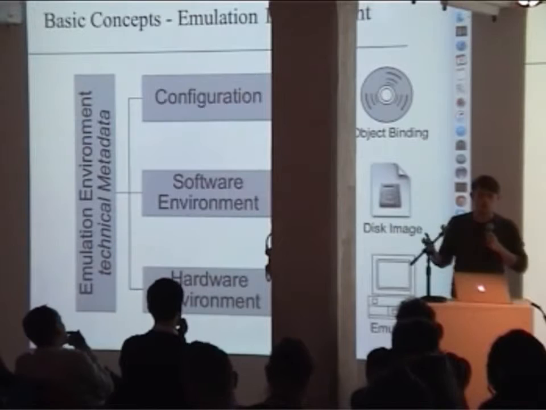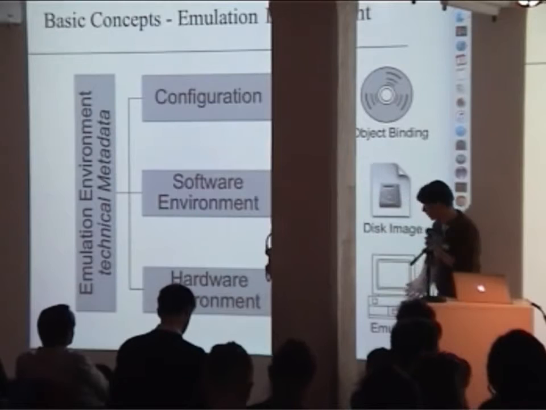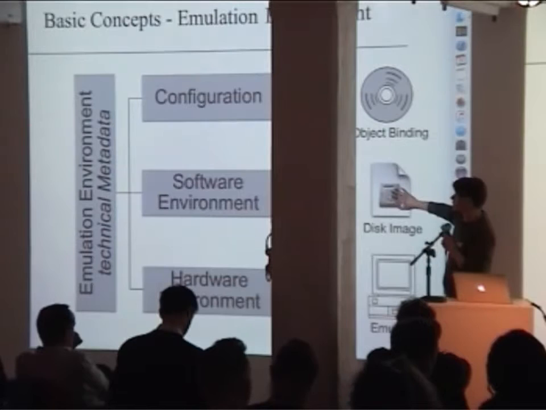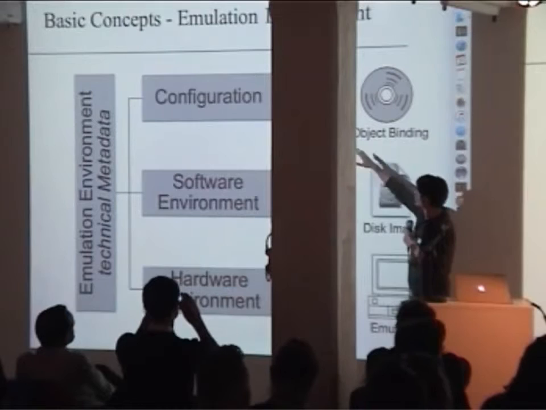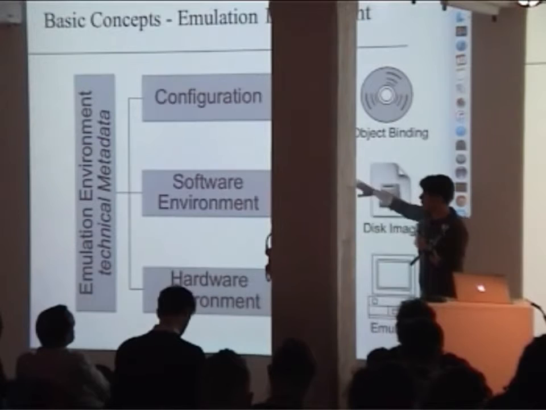And this is mapped on the fly to an emulation component. So the hardware description is mapped to an appropriate emulator. The software environment is mapped to a disk image, like a virtual hard disk image. And on the configuration part, for instance, we have an object binding like a CD-ROM. Well, we ship this as a unit, but we can keep it separated.